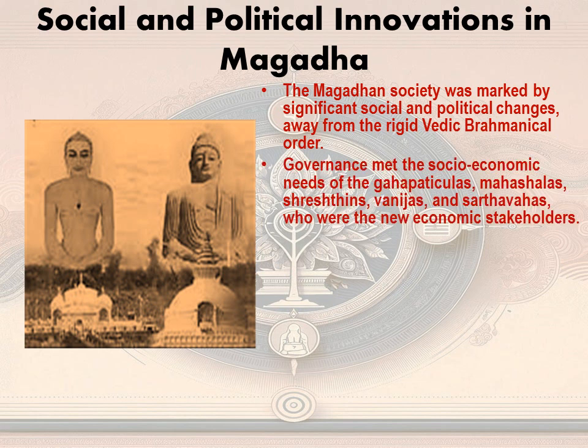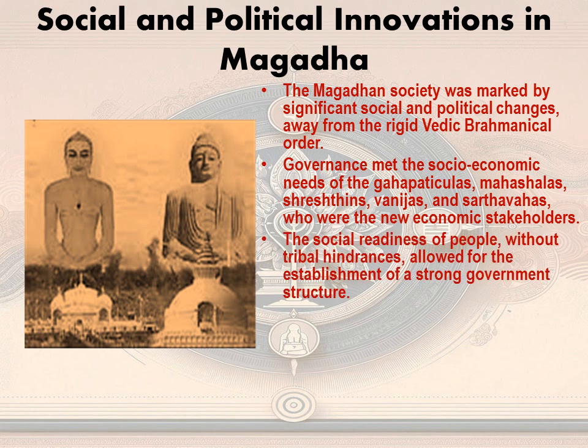The governance met the socio-economic needs of the Mahashalas, Shrestins, Vanijas and Sarthavahas, who were the new economic stakeholders. So people who had economic stakes were the controllers of power in the Magadhan kingdom. The social readiness of people without tribal hindrance allowed for the establishment of a strong government structure. So there was social readiness within the people.